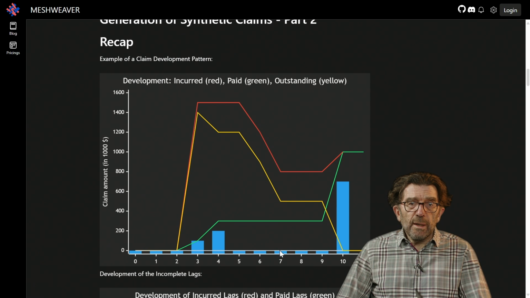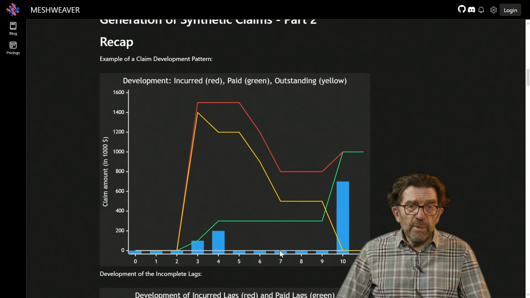We're going to continue with the implementation of our reinsurance pricing framework. And after having discussed the sampling of the frequency and severity, we will today look into the sampling of the development pattern of claims. We will first have a look at the representation of the claim development, which is comprised of the payment pattern and the incurred pattern.